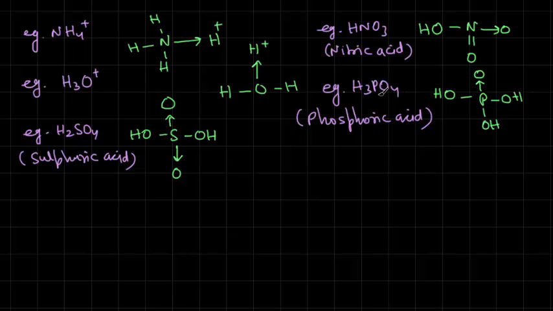H3PO4: phosphorus, same as nitrogen, has 5. So 3 are bonded here, and one pair is left, which is given to oxygen. These are very basic atoms: sulfur, nitrogen, phosphorus. If you know their valencies and covalencies, you don't need to remember this. Once you know the covalency of phosphorus, you can directly draw this structure.